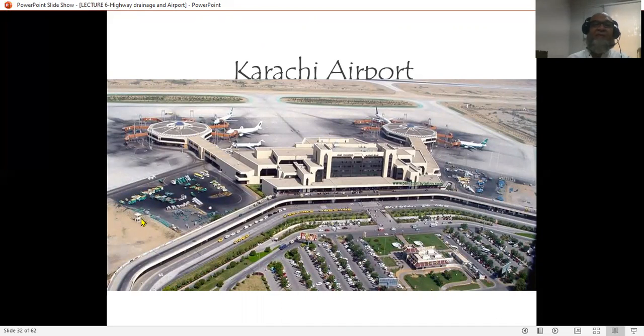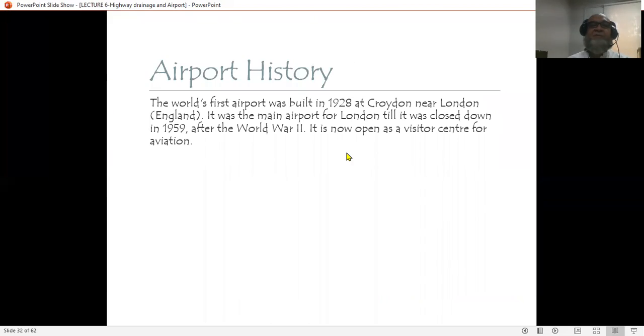This is a very good picture of our Karachi airport. So the first airport was built in 1928 at Croydon near London. It was closed in 1959. Now it is used for amusement purposes, for people visiting to see what it was like.